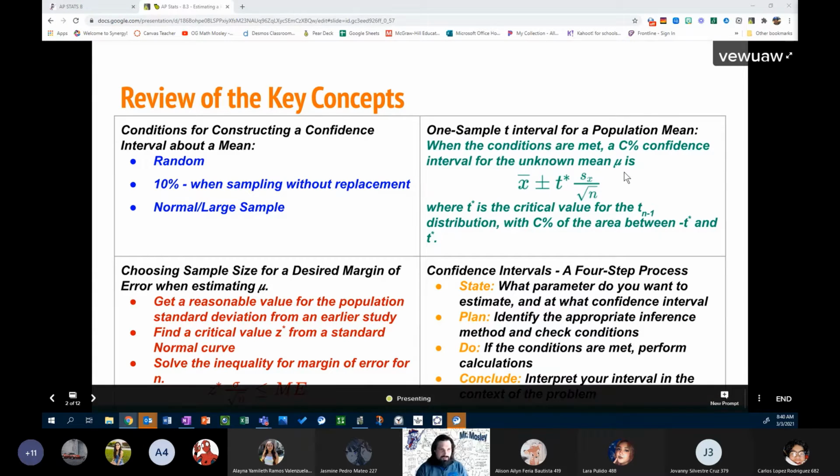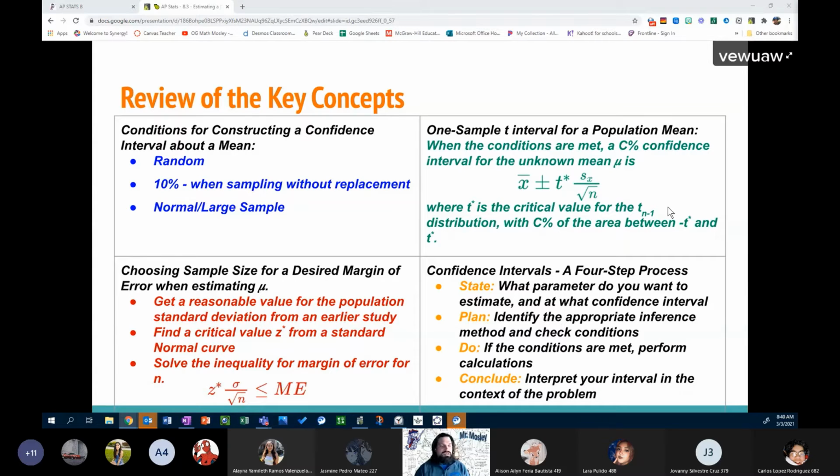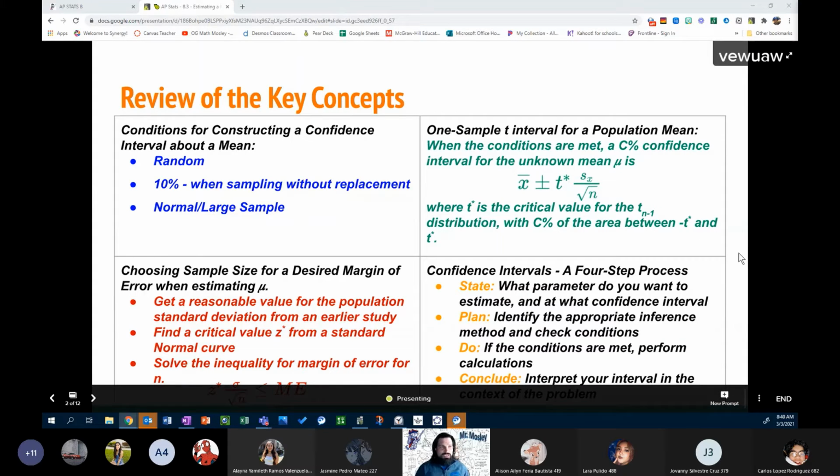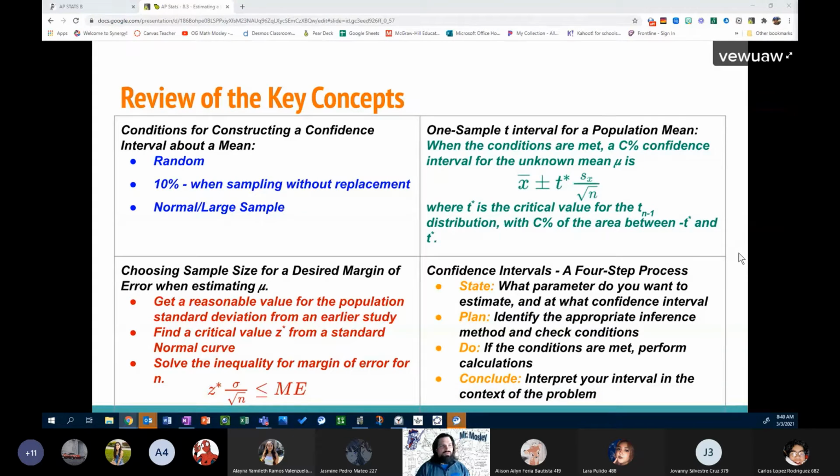We have our one sample t interval for a population mean. This is our inference method that we learned in this section. It's very similar to the inference method that we learned for 8.2 about population proportions. It gives us the interval. When the conditions are met, a C% confidence interval for the unknown mean mu is x bar plus or minus t star times s sub x divided by the square root of n, where t star is the critical value for the t n minus 1 distribution, which is that degree of freedom that we look up on table B, with C% of the area between negative t star and t star.